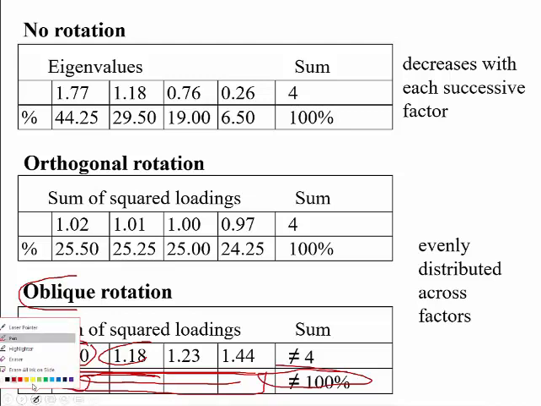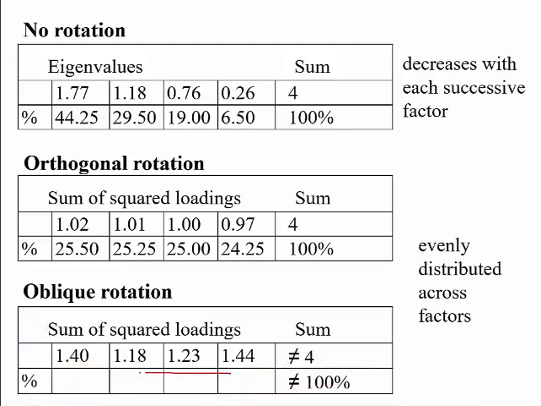So with oblique rotation, I'm not going to divide my sum of squared loadings by the number of items, and I'm not going to be talking about using values from the oblique rotation to talk about percent of variance explained. If I do oblique rotation, at that point I can't really talk about how much variance in my items was explained by each factor or by each component.